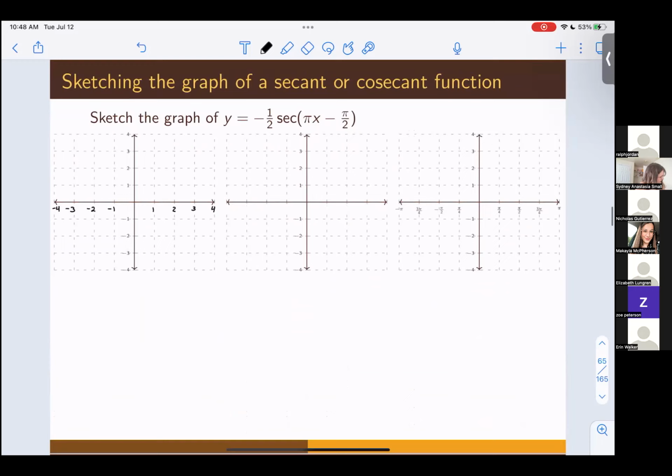Oh, I meant to change the scale for this one too. Let me change this real quick. 1, 2, 3, 4. We could ignore this third set of axes. I don't know why it's here.